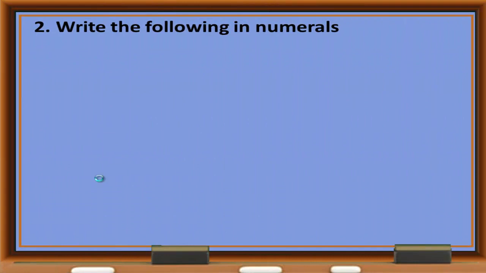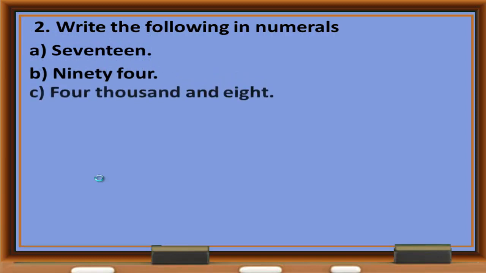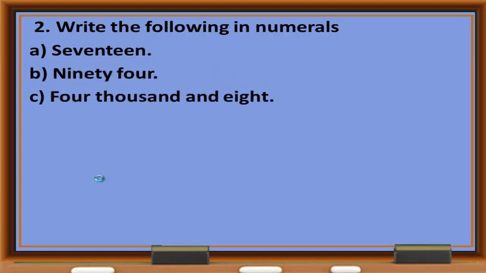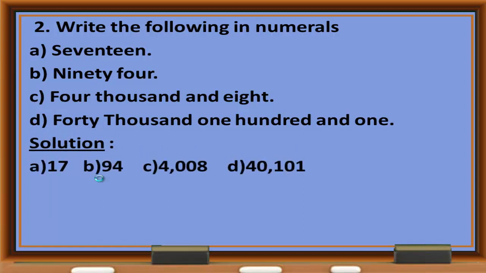Number 2. Write the following in numerals. A 17, B 94, C 4008, D 40,101. Solution. A is 17, B is 94, C is 4008, D is 40101.